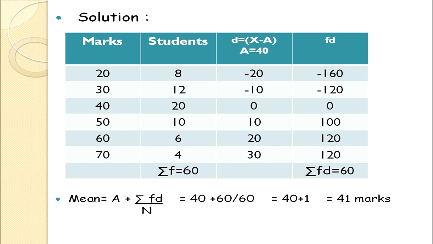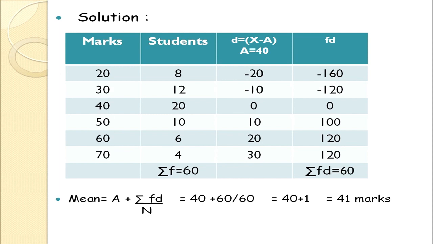Now, the next step, we have to multiply frequencies with this deviation. That means 8 into minus 20 comes to minus 160, 12 into minus 10 comes to minus 120, 20 into 0 comes to 0, 10 into 10 comes to 100, 6 into 20 comes to 120, 4 into 30 comes to 120. So, I have made one column for FD. Now, we are going to add this up. When we add this up, it comes to sum of FD is equal to 60.